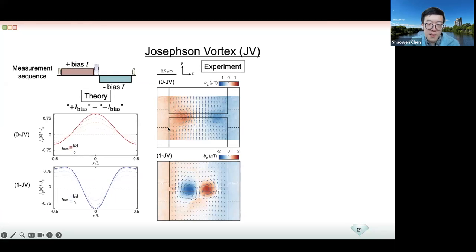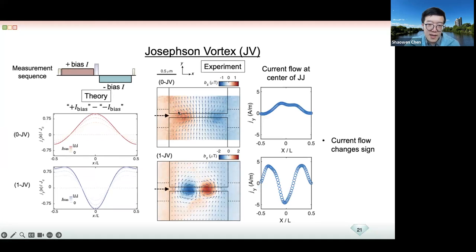You can sort of see that the background of these two cases are the same, right? Because we're applying the same direction of the external bias. But the signal at the junction is reversed, right? So in the zero Josephson vortex case, we have plus and minus, and in the one vortex case, we have minus and plus. This suggests that, again, if we take a line cut, we indeed see this reversal of the current direction inside of the Josephson junction.